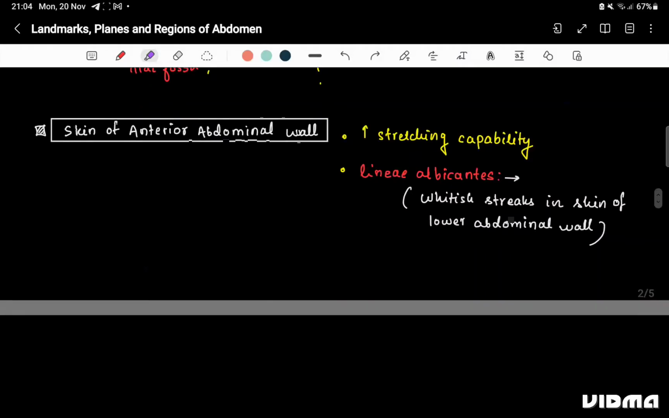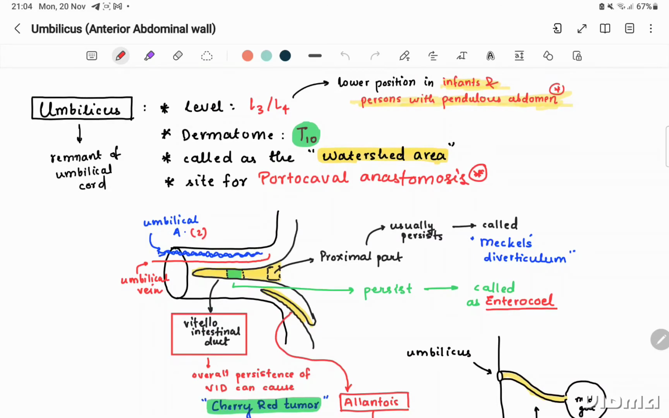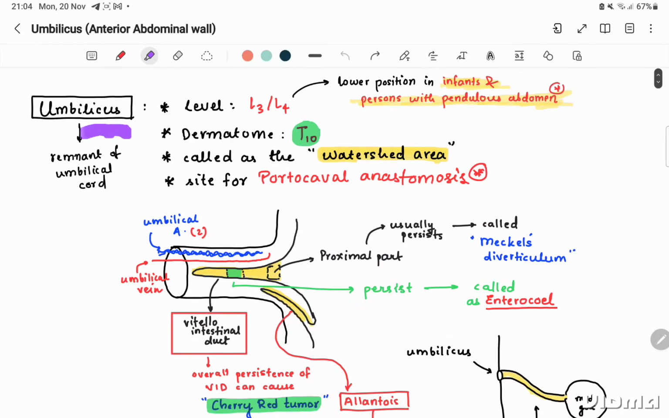Let's move on. Now we are into the anterior abdominal wall. First let's discuss the umbilicus, which is very important. It's a remnant of the umbilical cord. Its level is between L3 and L4. It is in a lower position in infants and in persons with a pendulous abdomen, a bit lower, like the L4 level.